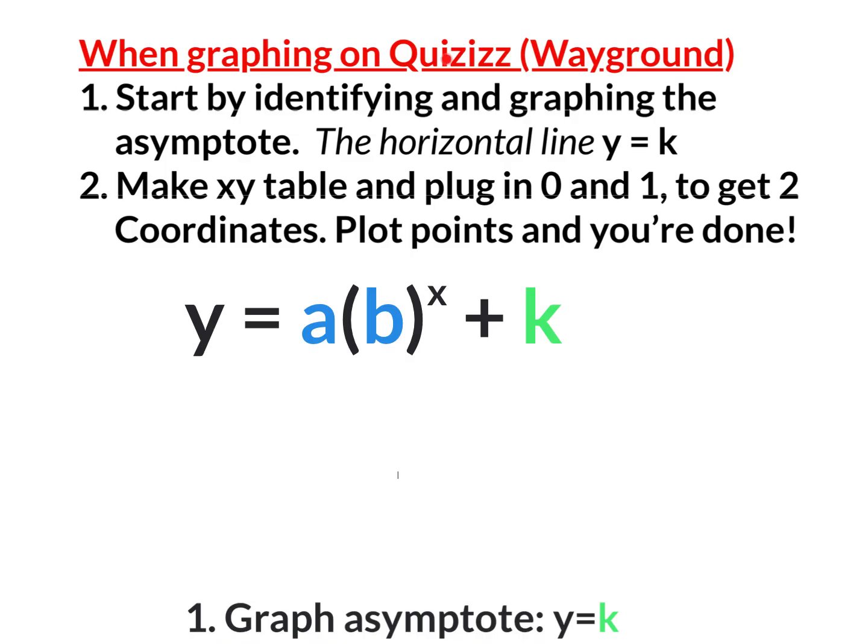So when graphing on Wayground or on Quizizz, we're going to start by identifying and graphing the asymptote, which is a horizontal line y equals k, whatever this value is, that's what you're going to graph. And then after that, you're going to make an XY table. You're going to plug in 0, get out an answer, plug in 1, get out an answer, and you'll have 2 points. Plot those 2 points, and you're done.